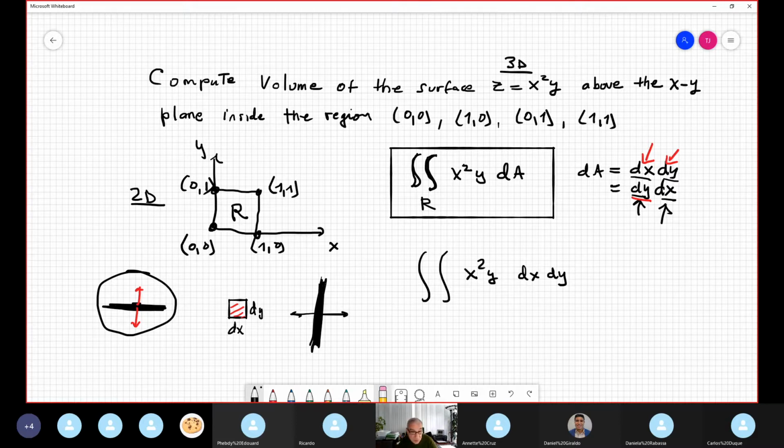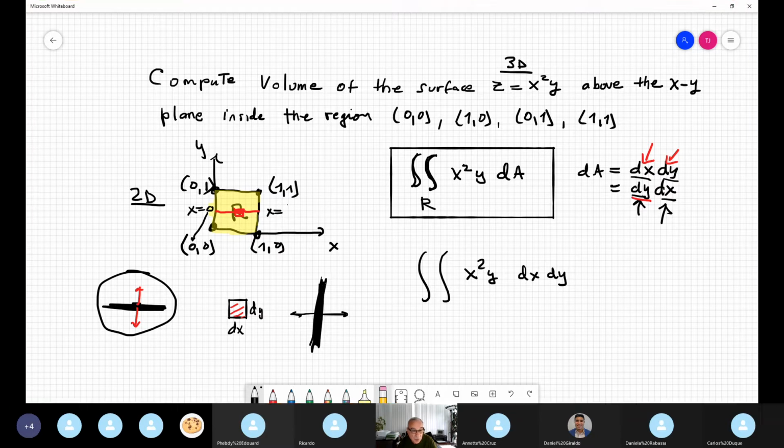So this is my region. Look, this is my region. This is my elementary differential area. But in this moment, I make a decision to do it that way, to integrate first with respect to x. And x varies from this value, x equals something, to x equals something. It's obvious that it's 0. It's obvious that it's 1. 0 to 1.